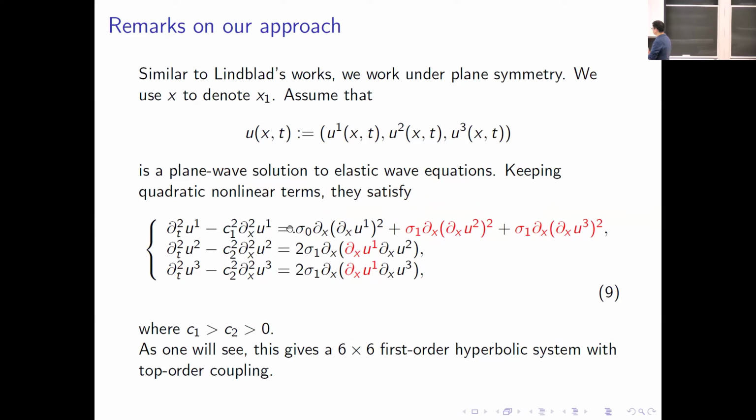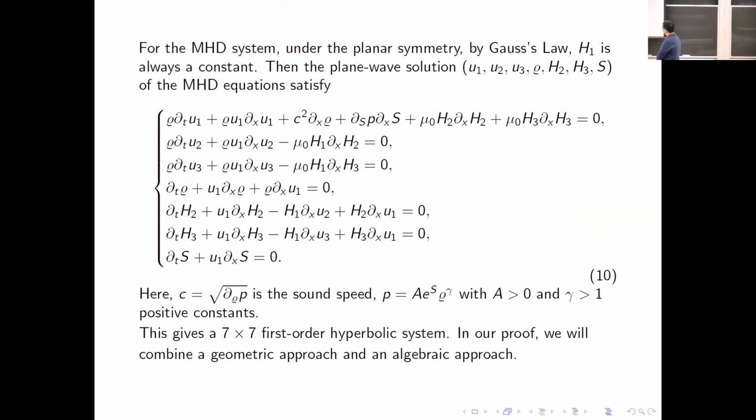So really coupled at the top order, right? Okay, so as one will see, later we will treat this as a 6x6 first order hyperbolic system with top order coupling, right? And for the MHD system, it is actually a 7x7 first order hyperbolic system, which is of the following form. We will see this later.